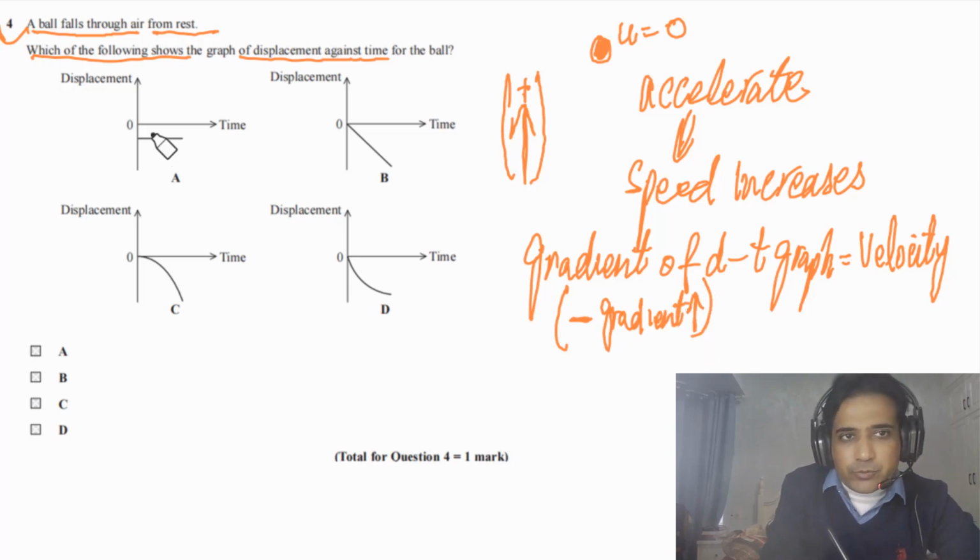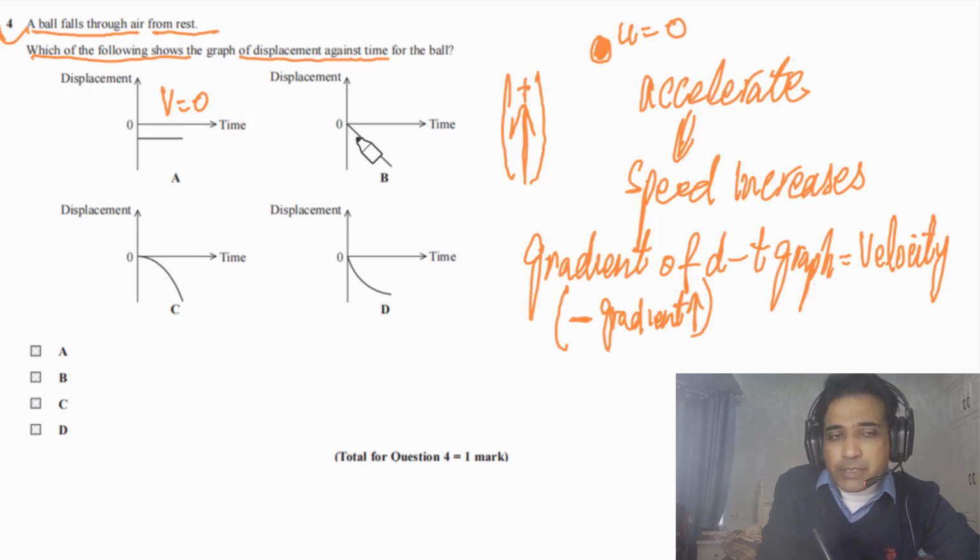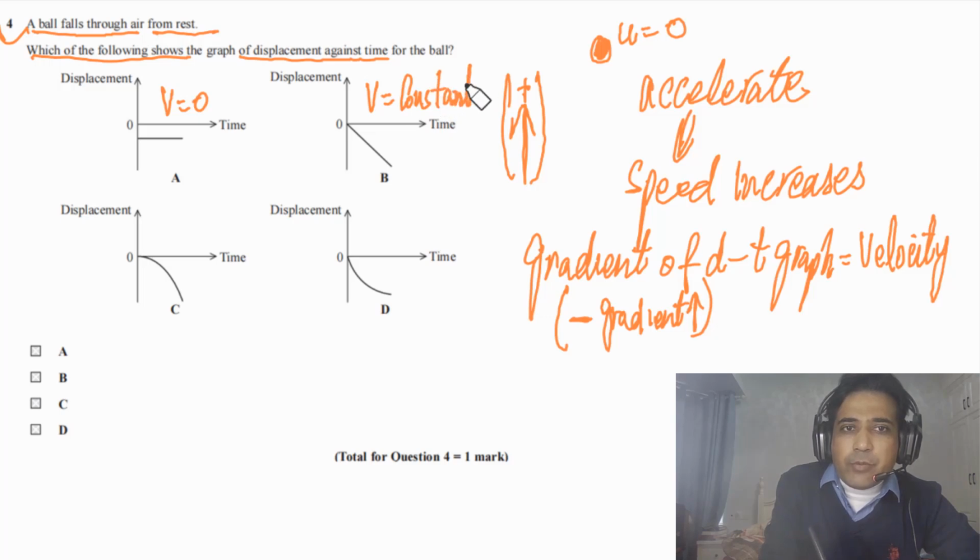Now if you look at the given options, option A is telling us displacement remains constant. So it simply means that v is equal to 0. The gradient of this one is 0, so v is equal to 0. And the gradient of this one is constant, so this is telling us v is constant. But in this case, velocity of the ball is increasing. So this is not a possible answer. This is also not a possible answer.